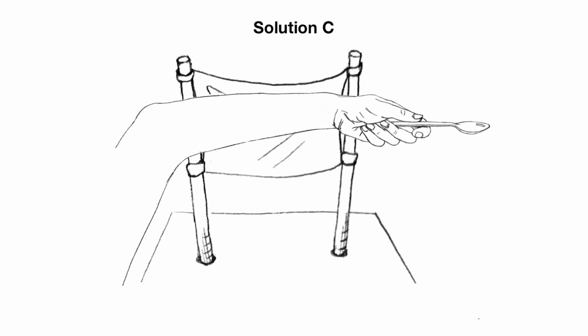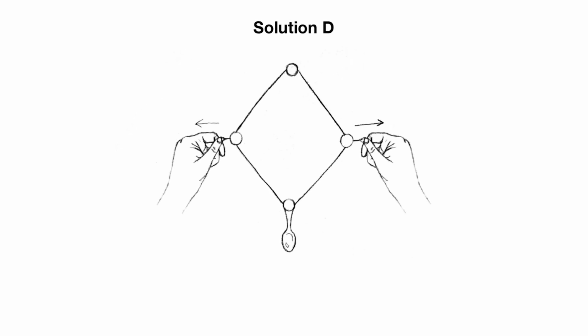Solution C is a device that attaches to the table that gives the child a lever arm to bend their elbow to move the food from the plate to the mouth. Solution D is a 4-bar linkage. When the device is extended horizontally, the spoon is close to the plate. When the edges are pushed in, the spoon extends and delivers the food to the mouth.